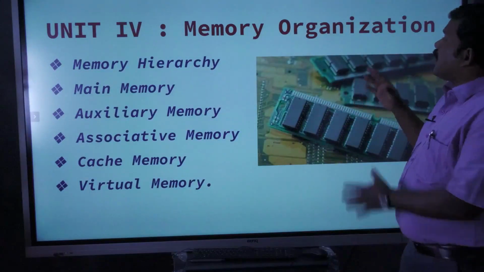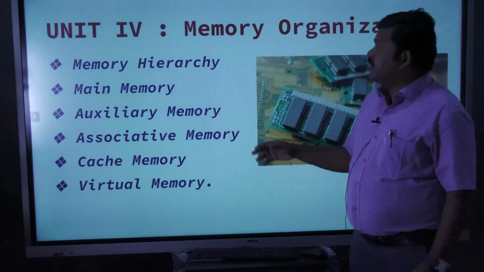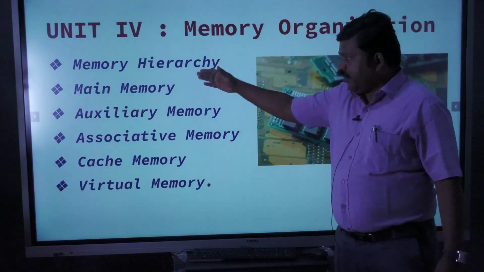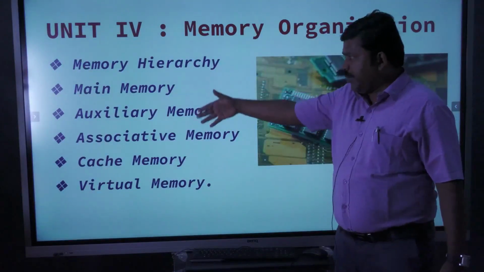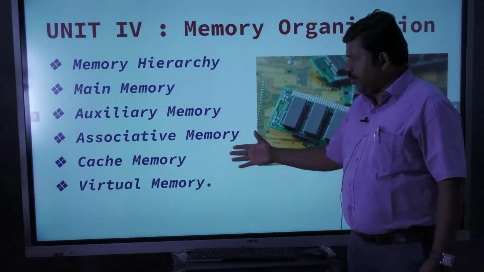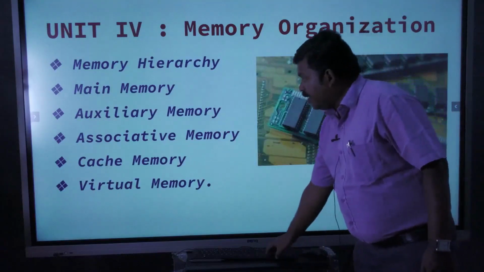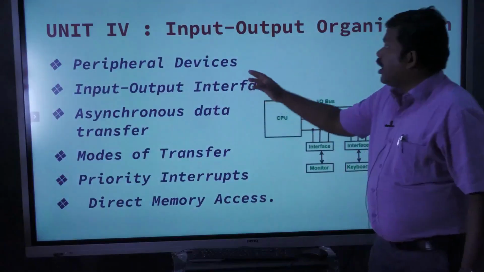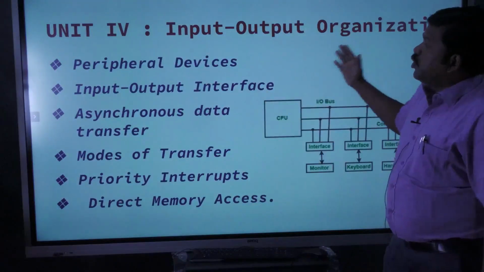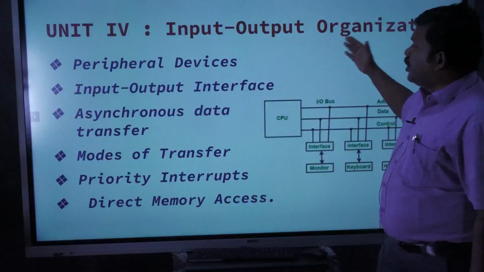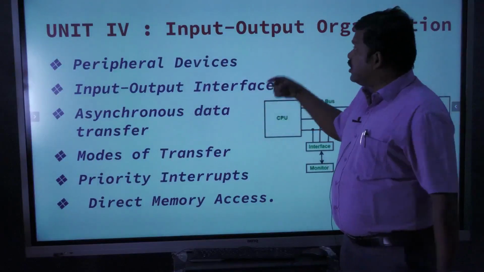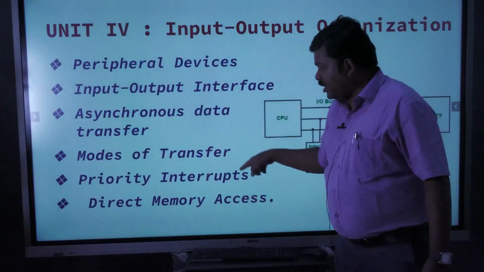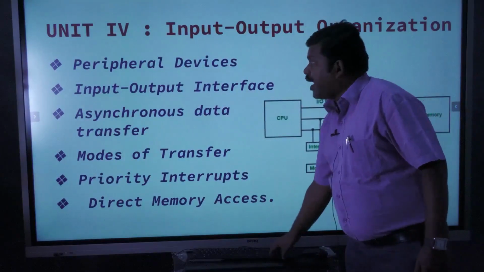The fourth unit is completely about memory organization. What are the different memories available in the form of the memory hierarchy? We are going to discuss in detail main memory, auxiliary memory, associative memory, and cache memory. Finally, virtual memory. And the second part of the fourth unit covers how the input output devices are organized, how these devices are controlled by various control signals, what the modes of transfer are, and what direct memory access is.